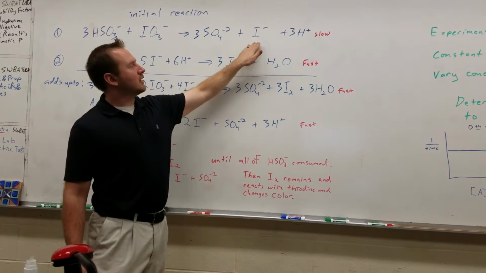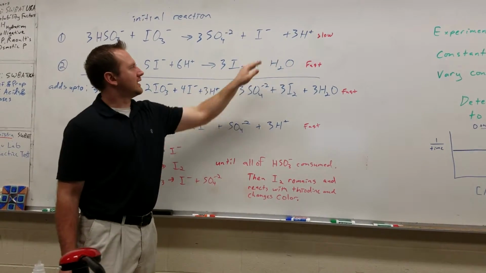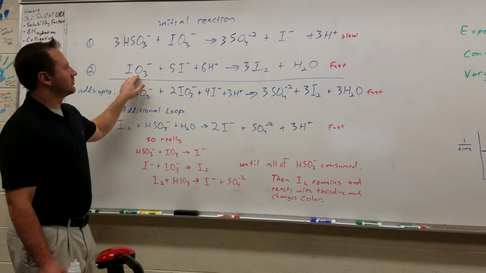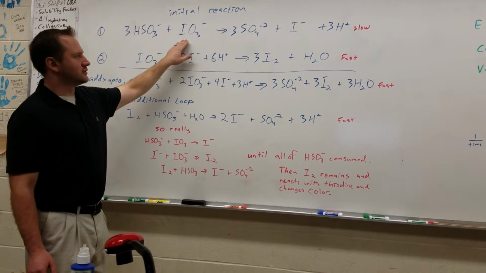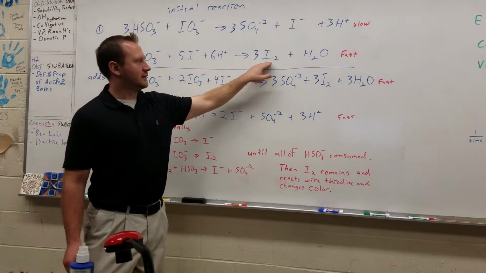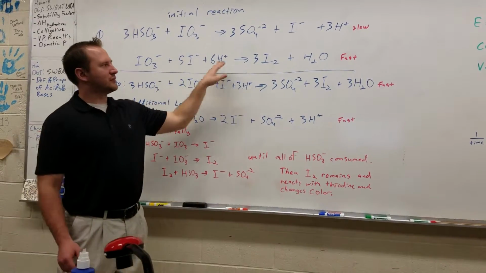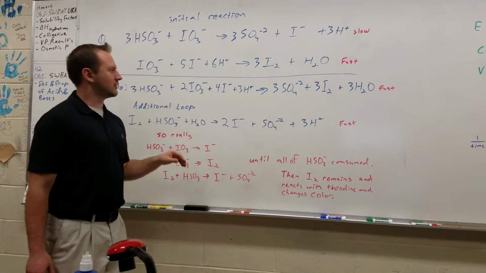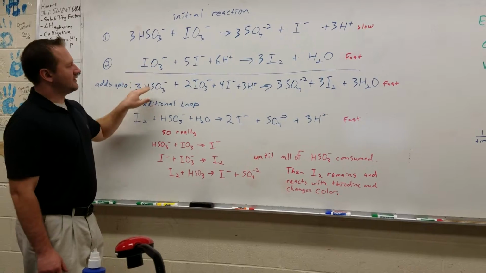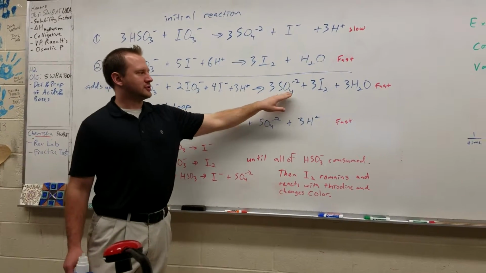So some of the product that you make, which is the iodide ion, is then going to react with some remaining iodate ion in solution, producing iodine. This reaction happens much faster, so it doesn't really impact the rate of the reaction. When you add these up, you get this for the total equation.